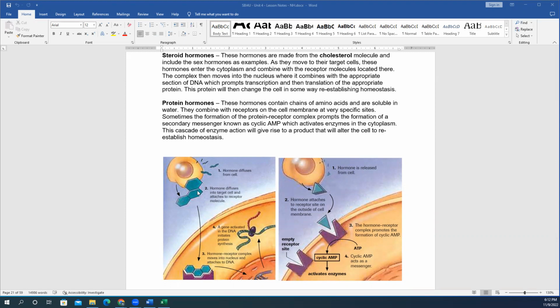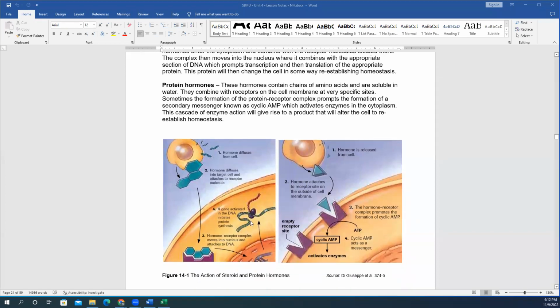Once they form a complex with their receptor and move into the cell, they move towards the nucleus, where they combine with the appropriate area on the DNA and prompt the transcription, followed by translation of relevant proteins. And then these proteins will bring about a change in the cell in some way to reestablish homeostasis. And that's what we have demonstrated here in this left panel. This is an example of the mechanism in which steroid hormones act.